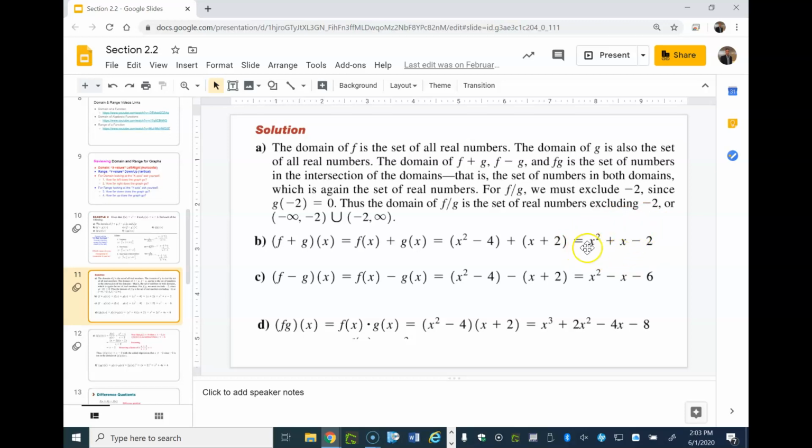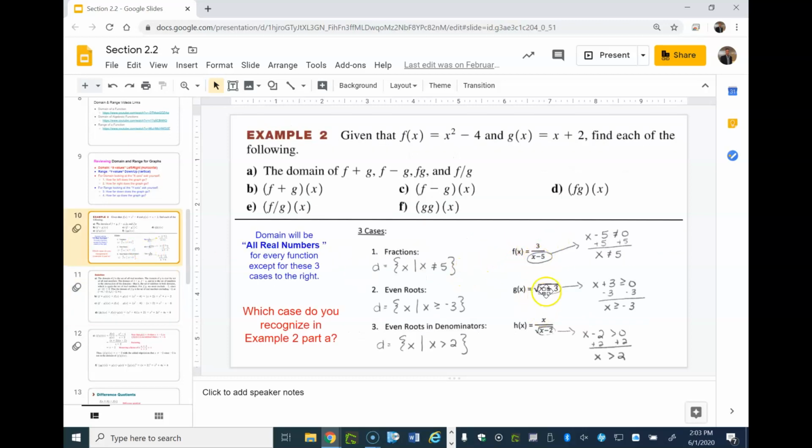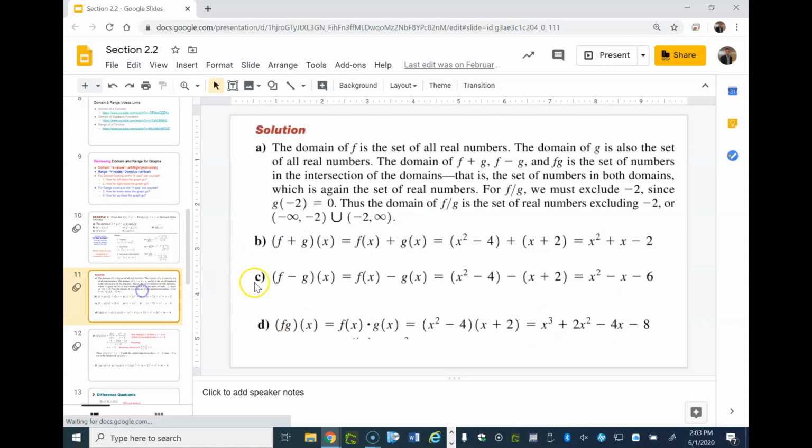If I look here, do I see a fraction anywhere in this answer? No. Do I see a square root in this answer? No. And I definitely don't see both a fraction and a square root together. So the answer for this one, when we do f plus g, is going to be all real numbers. So once again, if you don't see a fraction, a square root, or both together, the answer is always going to be all real numbers every single time.